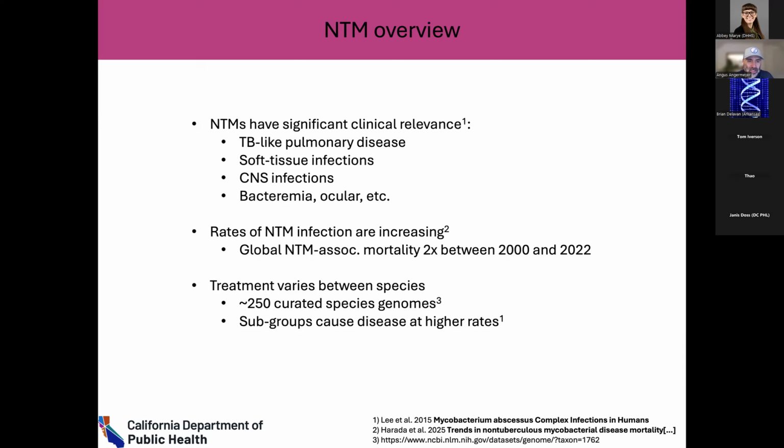surface level analysis. But for the clinical relevance, these can include things like TB, pulmonary disease, soft tissue infections, some central nervous system things, bacteremia, ocular diseases, and a range of other things. A lot of these are severe pathogenic diseases, and some of them seem like they might be a little bit more opportunistic. But that's the theme with NTMs, there's a wide range of things they can cause, and in their genomics in general.